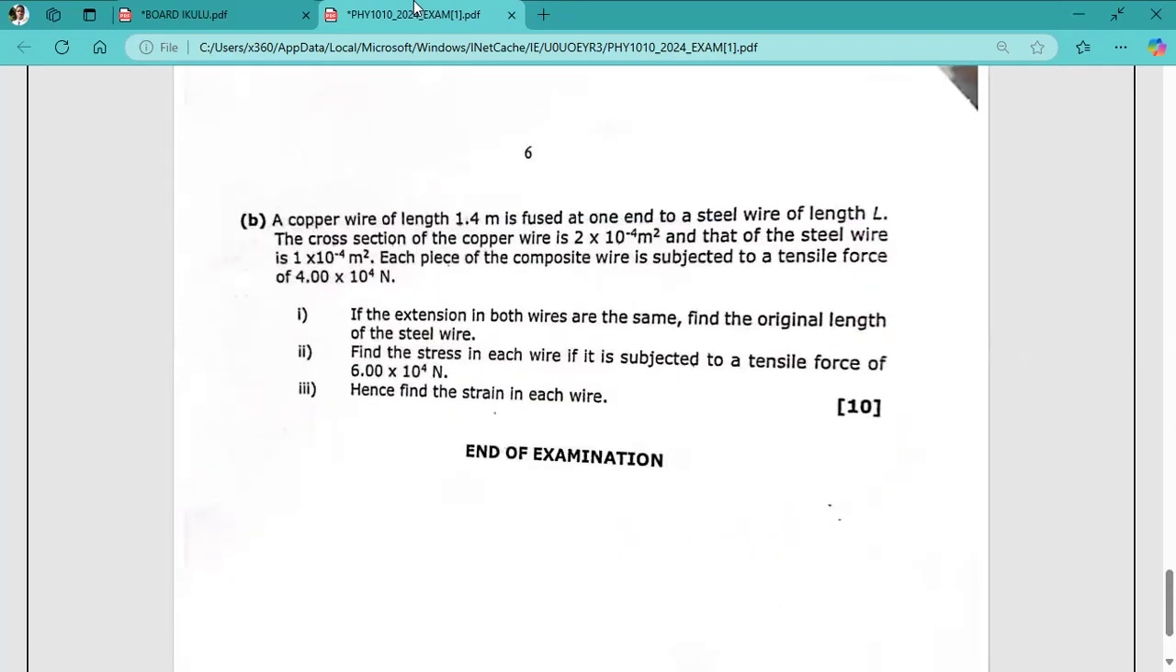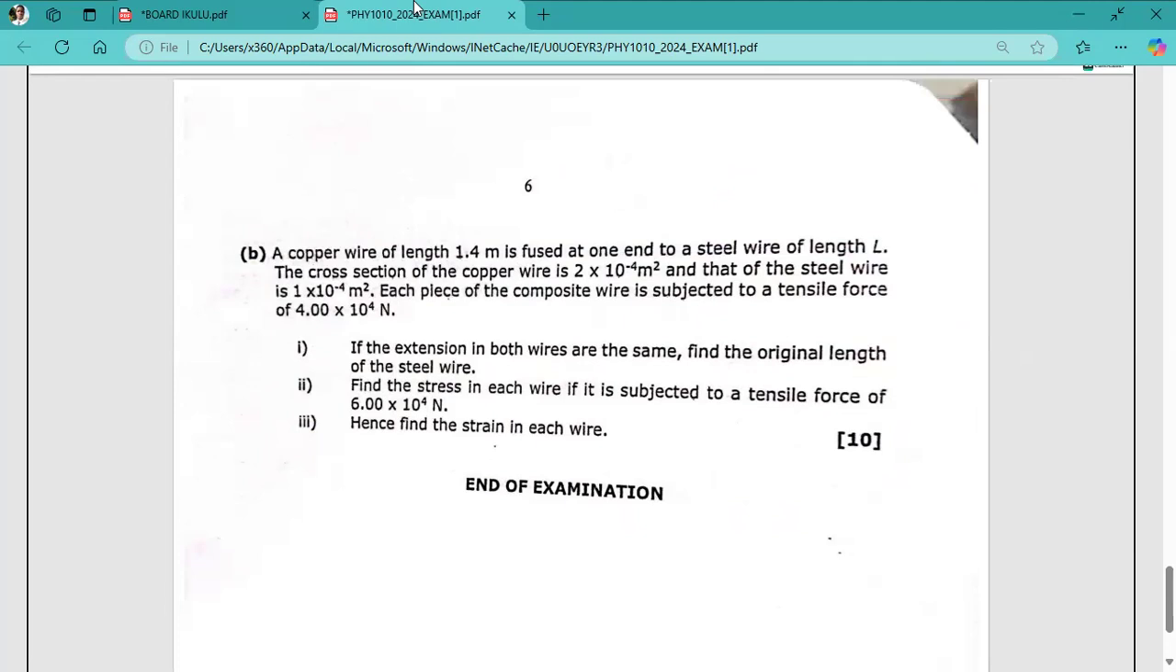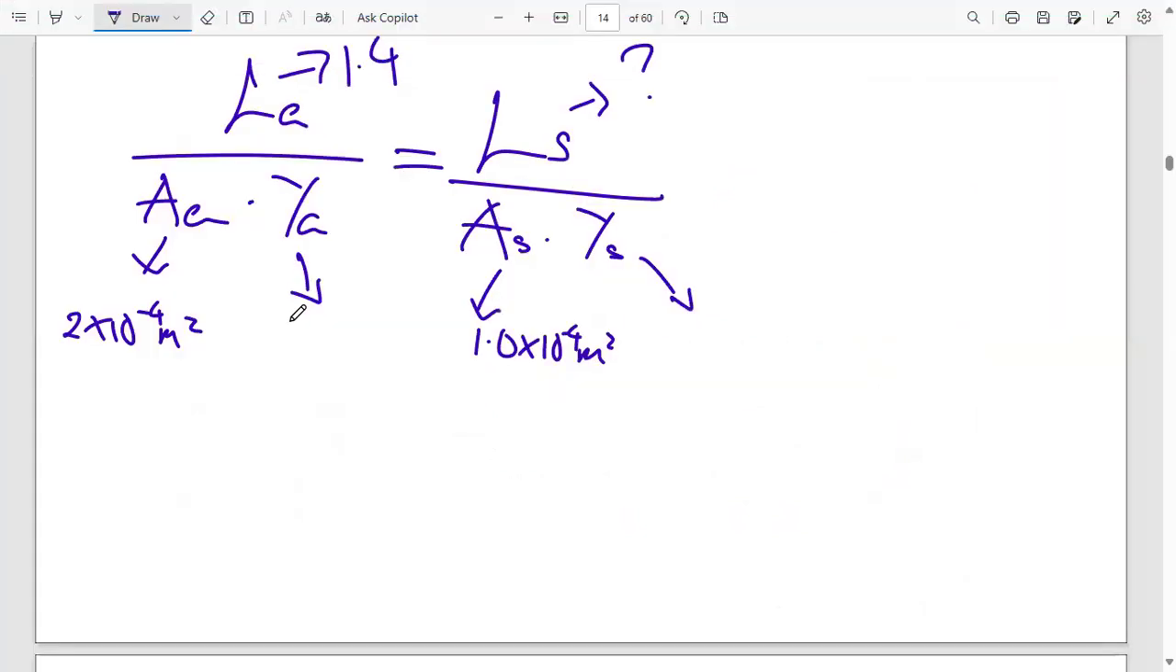Okay, so we have to use the Young's modulus now for the copper wire and the steel wire. Both of these are known values, so maybe I can write them here: the Young's modulus for copper and the Young's modulus for steel. Can you give me the values for those two?